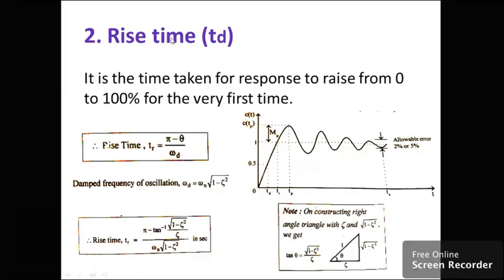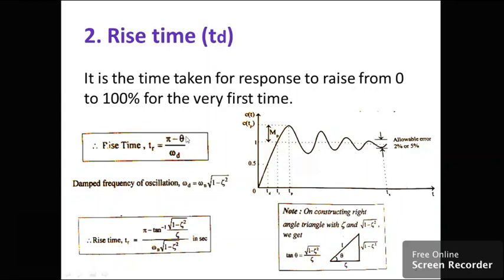The second one is known as rise time. It is represented by the letter TR. It is the time taken for the response to rise from 0 to 100% for the very first time. So rise time TR can be calculated by the formula (pi minus theta) divided by omega d. So what is omega d? Omega d is the damped frequency of oscillation. So if you know the natural frequency of oscillation and zeta, you can calculate damped frequency of oscillation. That means omega d is given by omega n into square root of 1 minus zeta square.